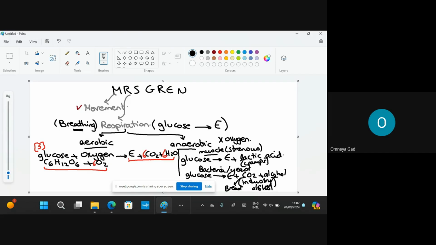Of course, for the extended, you have to know the balanced chemical equation for both of them. When we reach the topic of respiration, chapter 11, we're going to take them in full detail. But for now, this is an introduction.